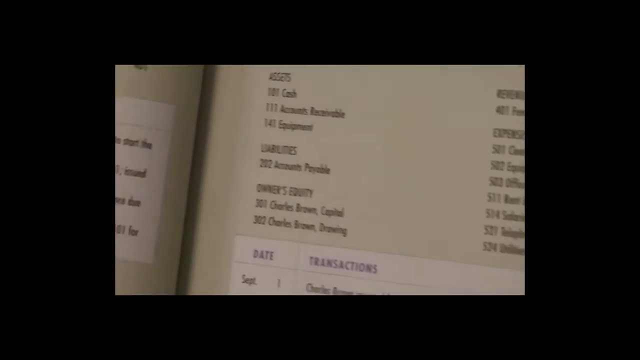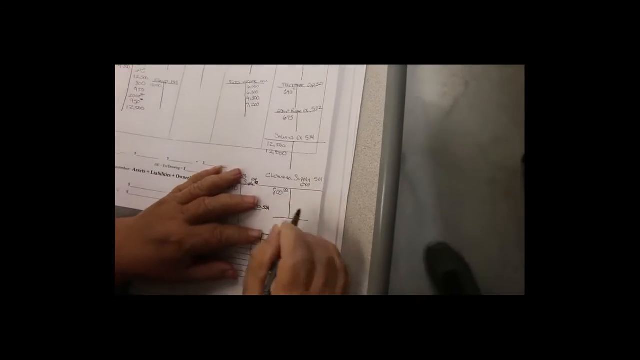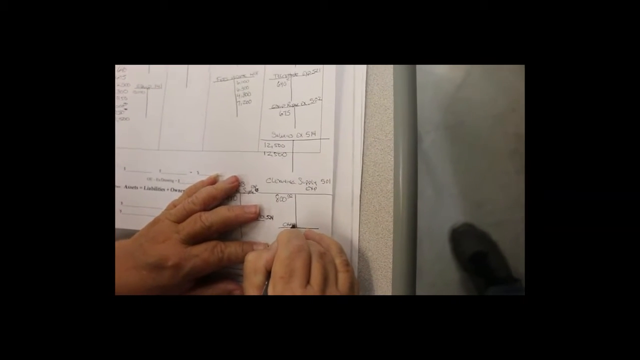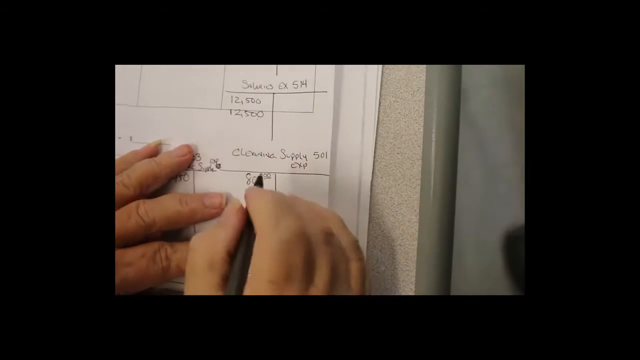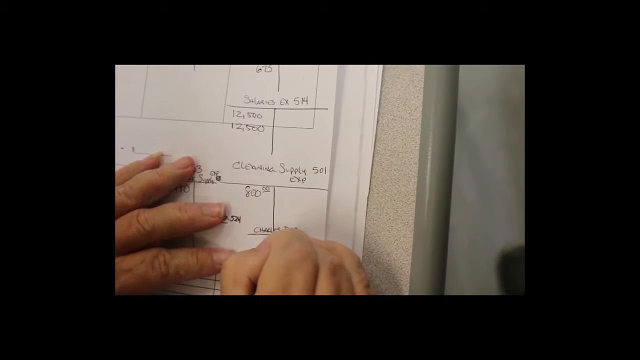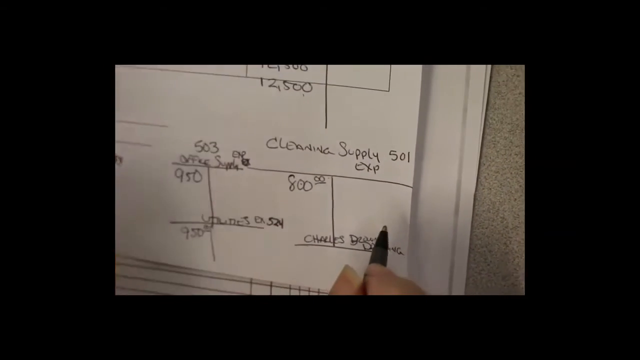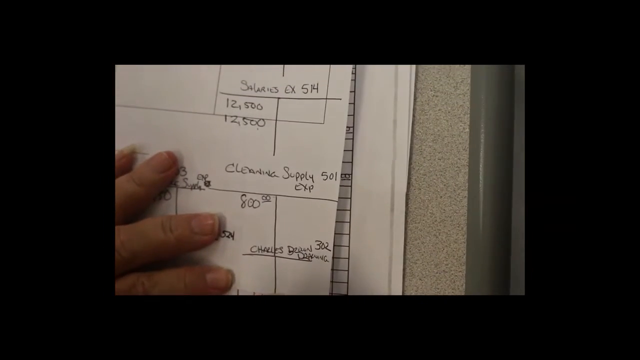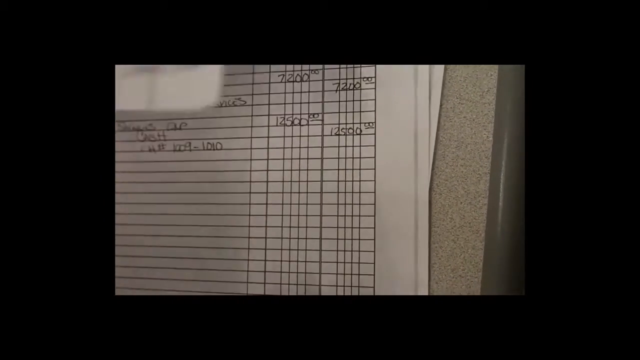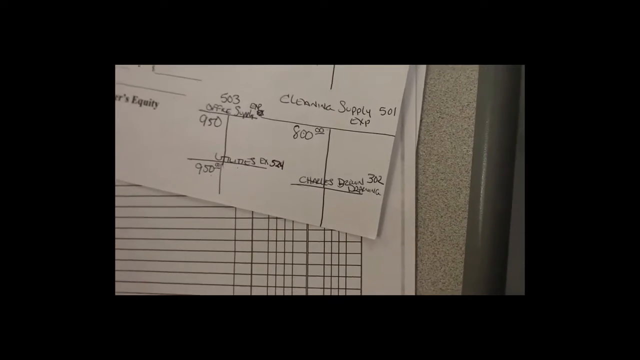So what accounts get debited? What accounts get credited? Well, we're going to come over here to our very busy section and write Charles Brown Drawing. And that account number is 302. We don't need much space because we're only going to do one transaction with that. That was $6,000.